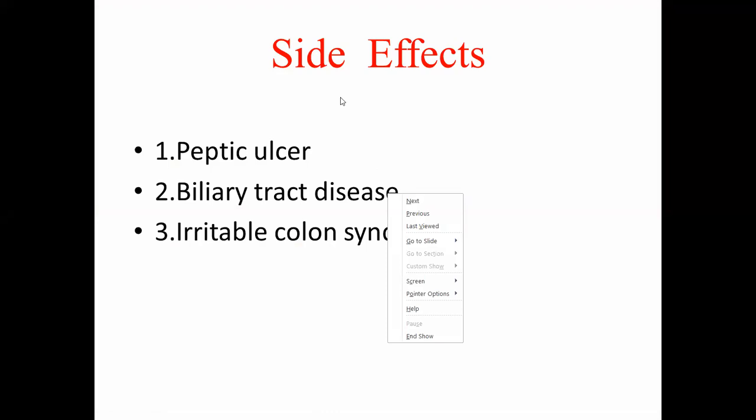Then next point, side effects. First one is peptic ulcer, biliary tract diseases, irritable colon syndrome. Side effects of carminatives, in which an individual is suffering from peptic ulcer. What is meant by peptic ulcer? Excessive secretion of acid. Then what happened? Peptic ulcer. Hyperacidity, acid.